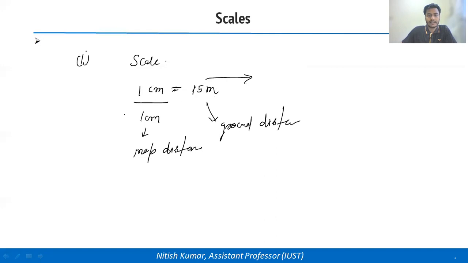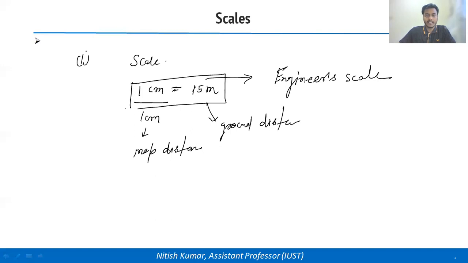When we write this way, that is called engineer scale. So the first method we can write like this: in one unit, a map distance representing the ground distance.